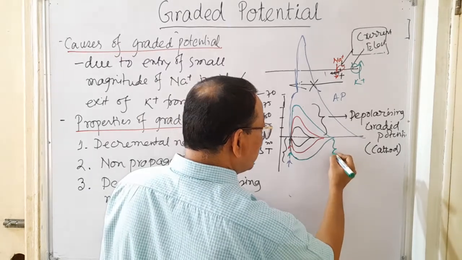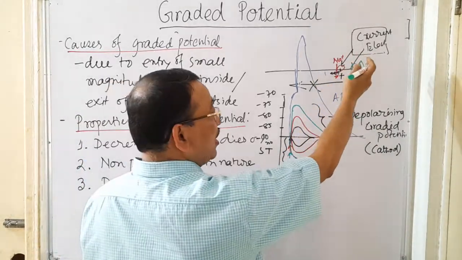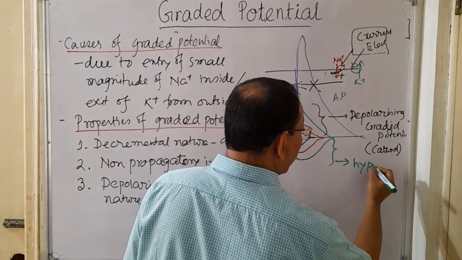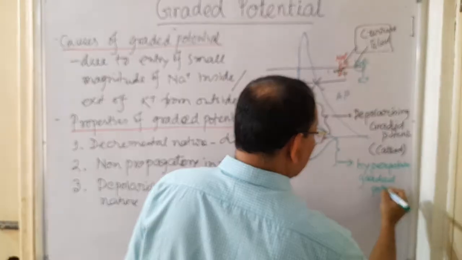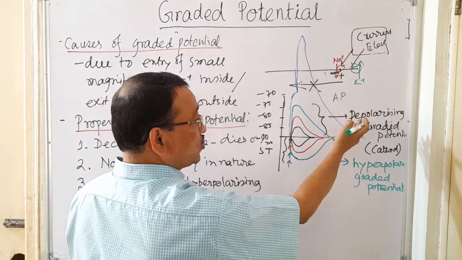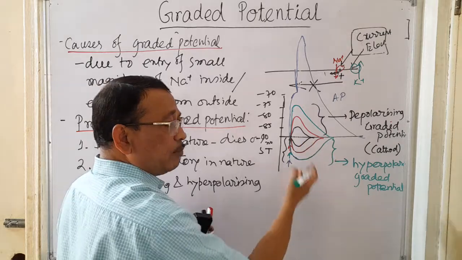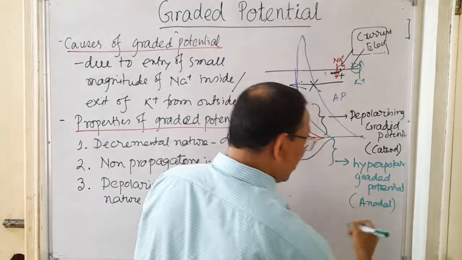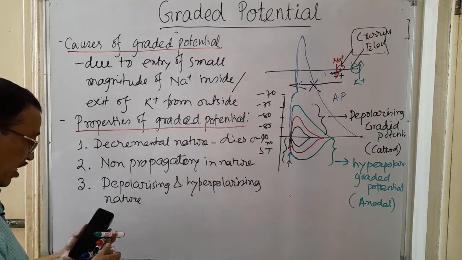So this is on the negative side. Once the electronegativity is further increased at the anodal end, that type of potential change of the graded potential is known as the hyperpolarizing graded potential. So graded potential can occur in two directions, positive direction and negative direction. If it goes in the positive direction, it is known as the depolarizing graded potential, and that happens at the cathodal end. Whereas if it is in the negative direction, that is known as the hyperpolarizing graded potential, which takes place at the anodal end. So this is how the graded potential is depolarizing and hyperpolarizing in nature.